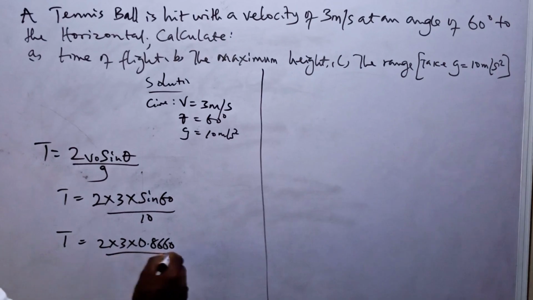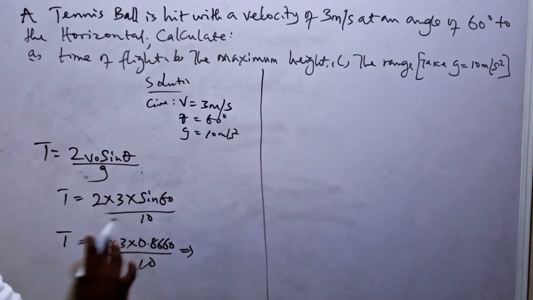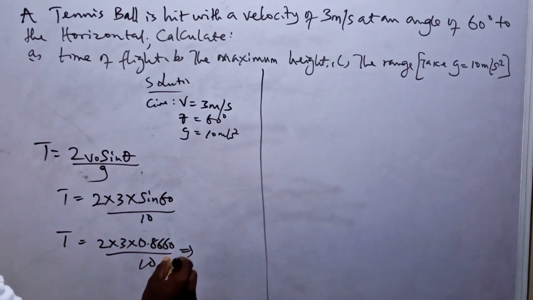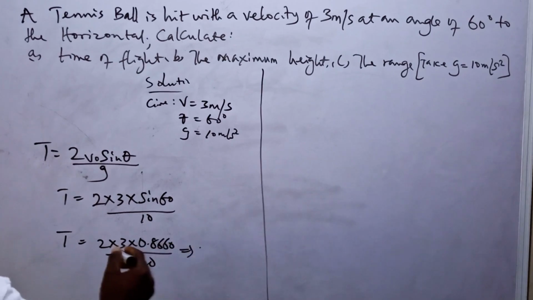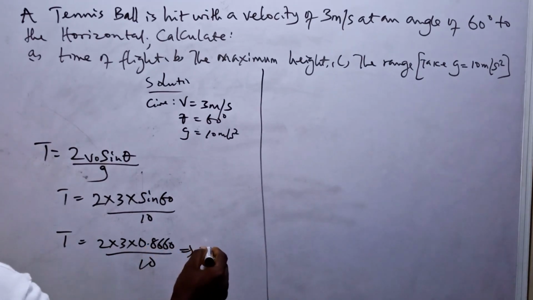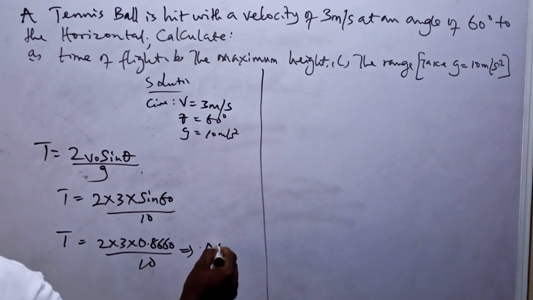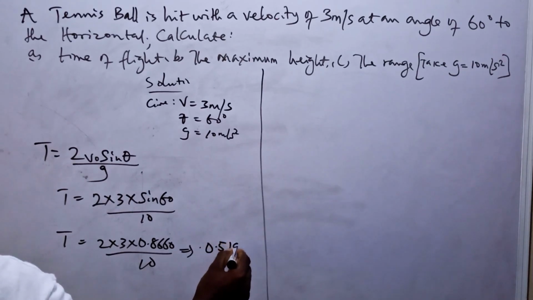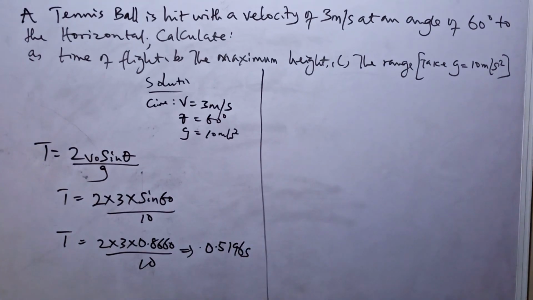Now I have here that t equals 2 times 3 times sine 60, here is 0.8660, over 10. Therefore, for space sake, when you multiply 2 times 3 by 0.8660 divided by 10, you're going to have 0.5196 seconds. That's that. Now, that is A, being the time of flight.